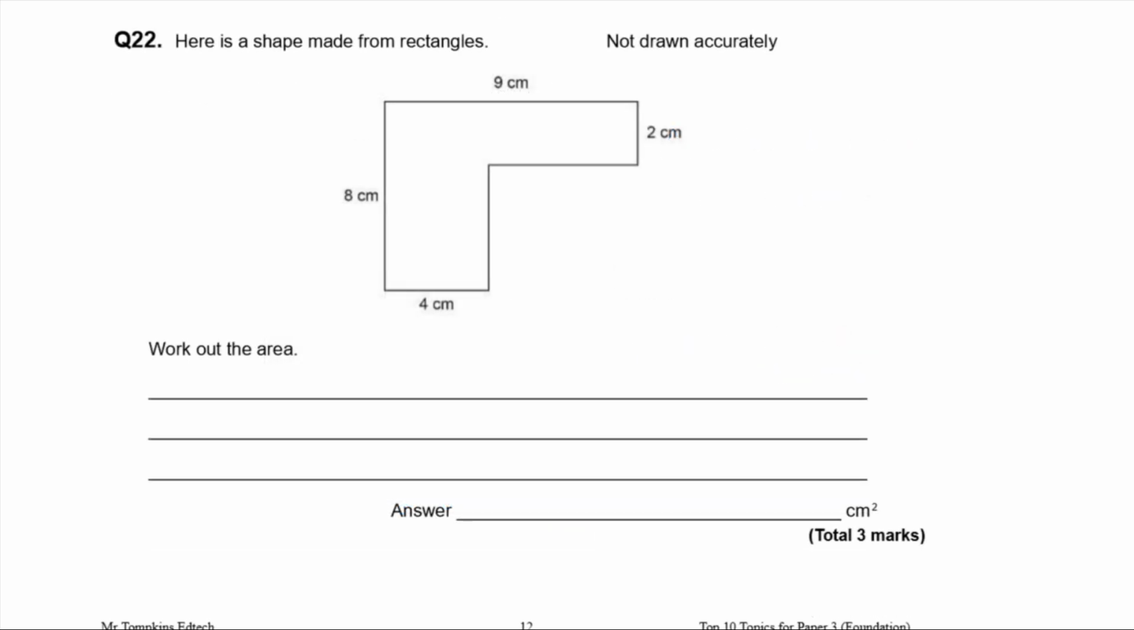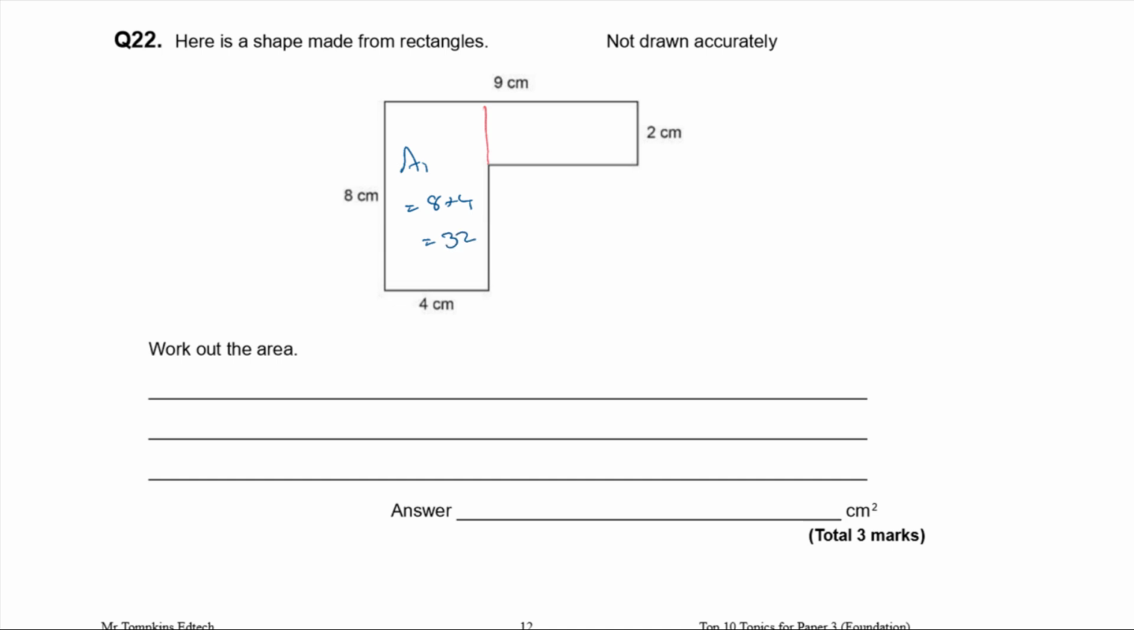Question 22, here's a shape made from rectangles. Work out the area. So this is a compound shape made out of 2 rectangles pushed together. What we need to do is cut it up into 2 smaller rectangles, work those out separately, and add them together. Now you can either cut it this way or you can cut it this way. It doesn't really matter as long as you've cut it up, work out your 2 separate areas and then recombine them. So this left-hand rectangle, area 1, that's going to be 8 times 4, isn't it? Which is an area of 32.